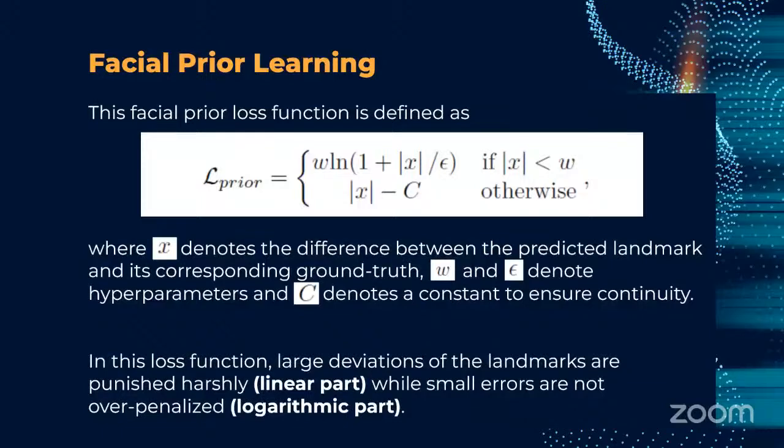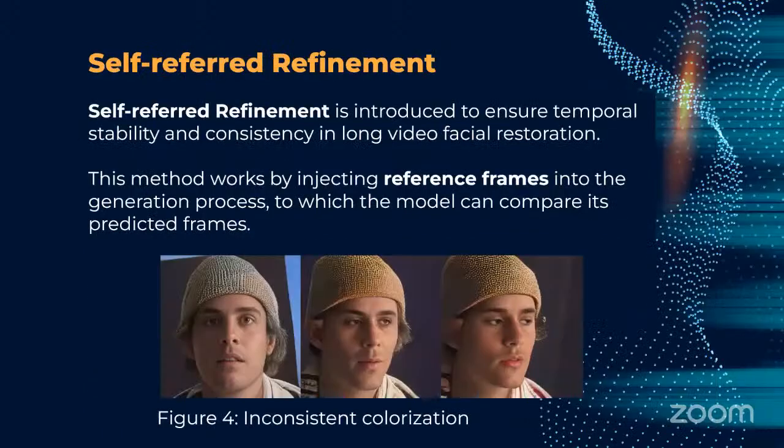Okay. Then there remains one more module to discuss, which is self-referred refinement. This module is introduced to the SVFR framework in order to guarantee temporal consistency, in particular across long video segments. And the reason why this needs to be introduced is indicated in the image down here, again taken from the article, where we see 3 different frames from the same video.